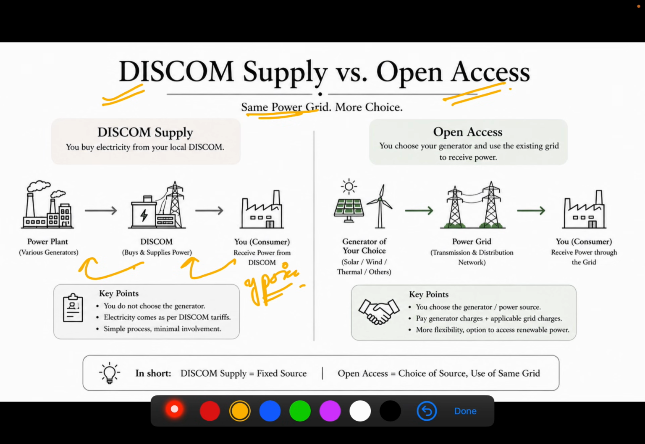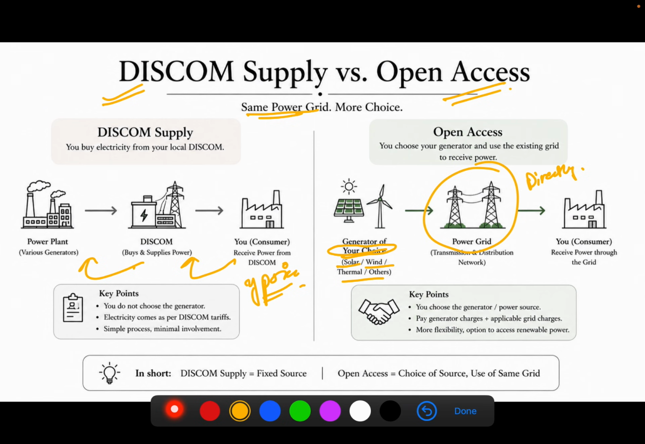When we talk about open access, the consumer takes power from the grid directly, as we discussed just before, and the grid takes power from the generator of my choice, whether I want solar power, solar backed power, or wind or thermal. That is up to me. I can decide that, and that power will be transferred to the power grid, and that power grid will transfer the electricity to my home or office.